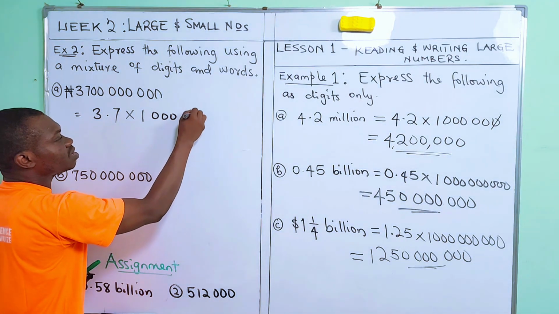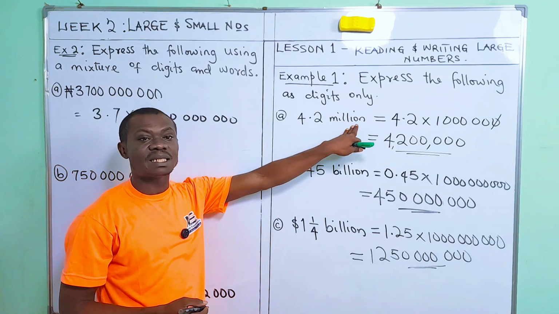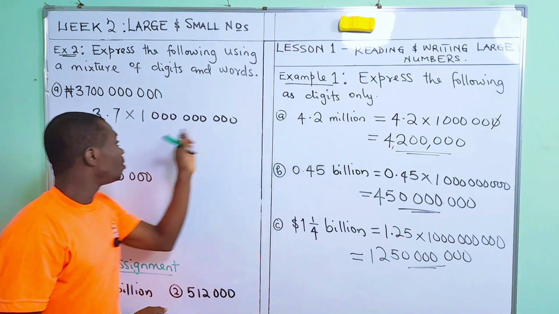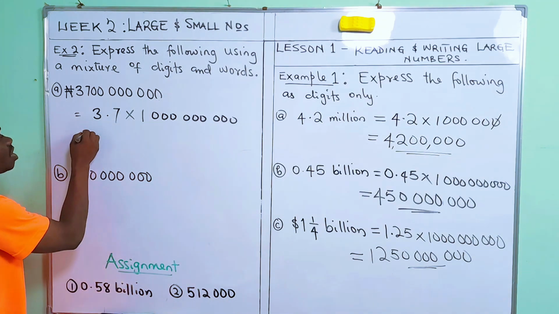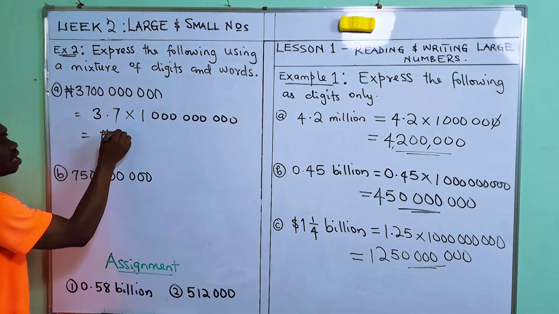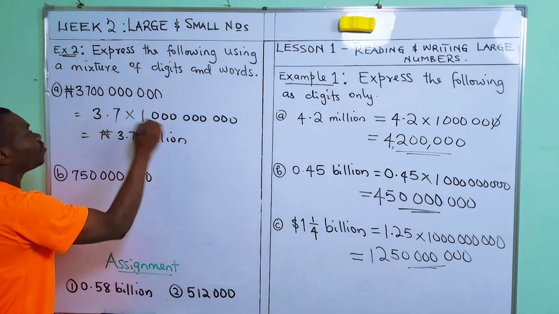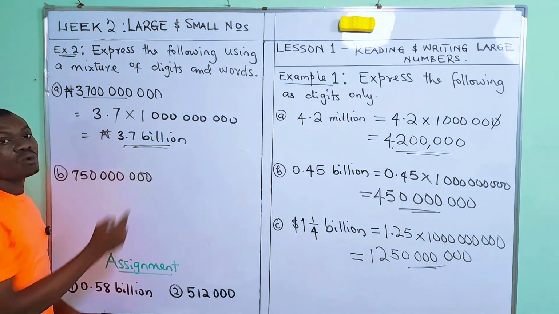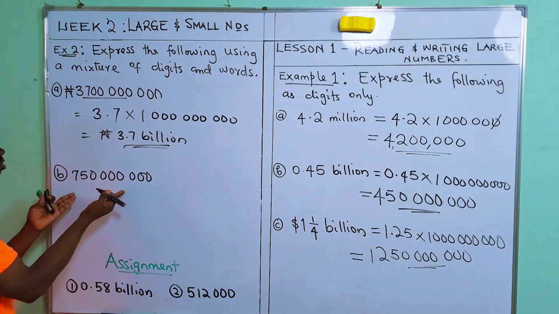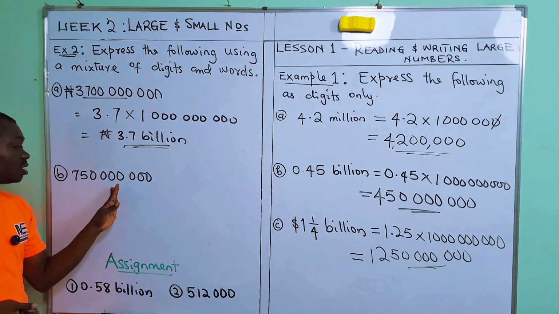So what is this second part going to do for you to help you get the word part? Are you with me? So this now is billion. So that's going to be 3.7 billion naira. Okay, so that's the number that we have here when written in digits and words. All right. And so how about this?